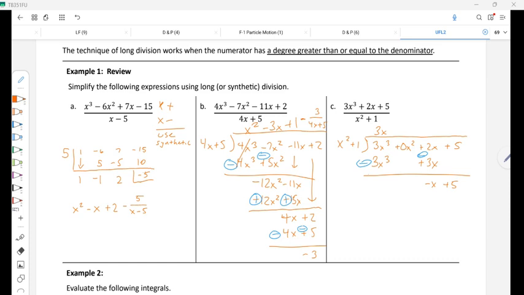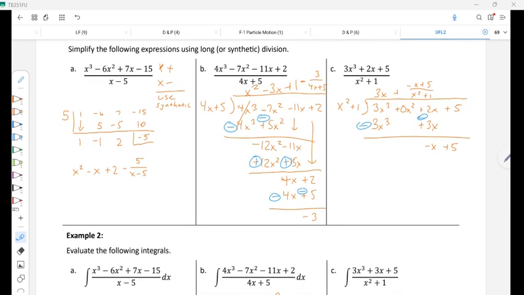Can x squared go into negative x? No. So our answer is actually going to be 3x plus negative x plus 5 over x squared plus 1. Careful not to move that negative down there. If you were going to move that negative down there, you would also have to switch 5's sign to be algebraically correct. So in this situation, I think it's just better to make it negative x plus 5. Don't get fancy. All right.